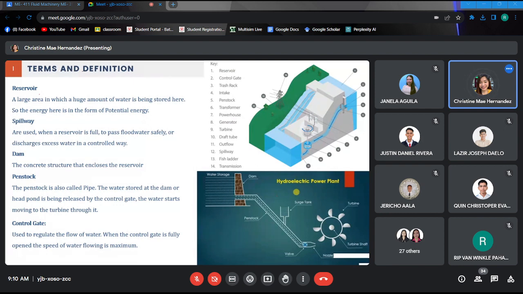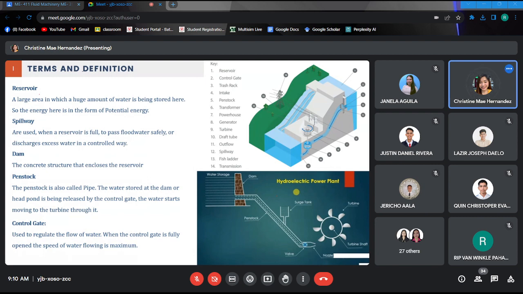Okay, so spillway is used when a reservoir is full to pass flood water safely or to discharge excess water in a controlled way. Dam, the concrete structure that encloses the reservoir. Penstock, or it is called as pipe. So the water stored at the dam or head pond is being released by the control gate. So the water starts moving to the turbine through it. Control gate, it is used to regulate the flow of water. So when the control gate is fully opened, the speed of the water flowing is at maximum.